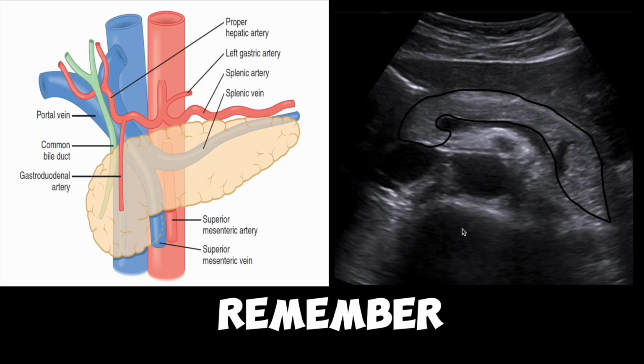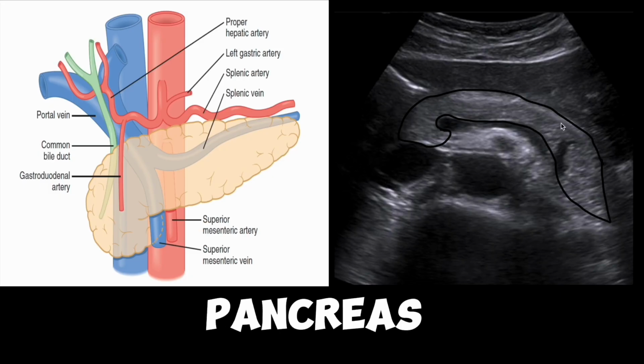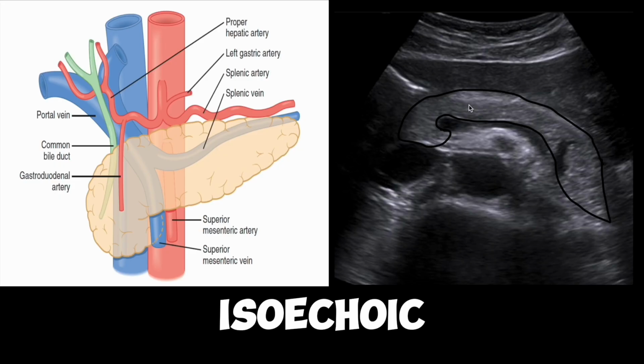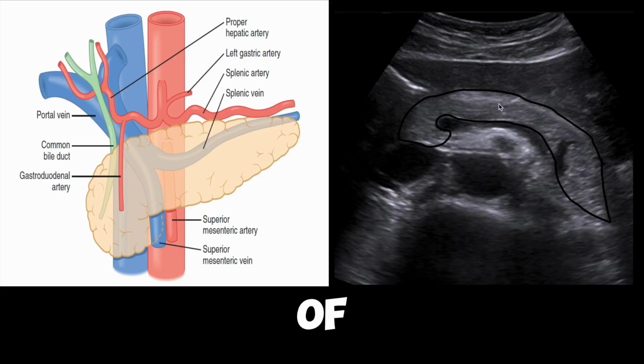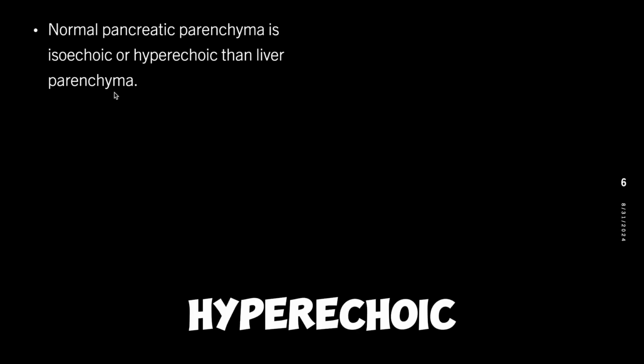So, friends, remember: abdominal aorta, anterior to that the superior mesenteric artery, anterior to that the splenic vein, and anterior to that the pancreas. In this diagram, you can see this is the left lobe of the liver. When you compare the echogenicity of the pancreas with the liver, normally the pancreas is isoechoic or hyperechoic compared to the liver. Pancreatic parenchyma is isoechoic or hyperechoic than liver parenchyma.